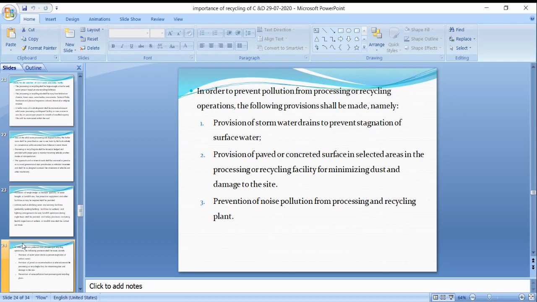In order to prevent pollution from processing or recycling operations, the following provisions shall be made, namely, the first one is the provision of storm water drains to prevent stagnation.